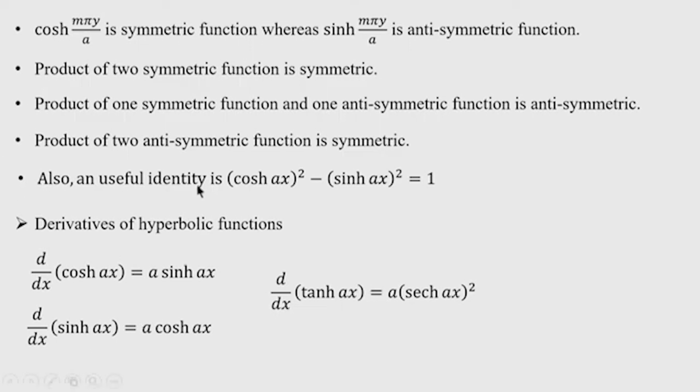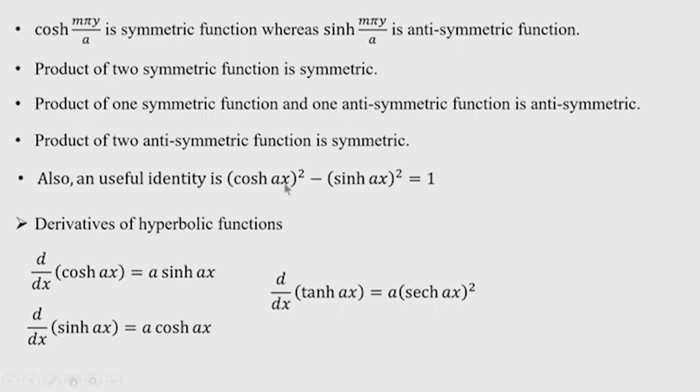Then a useful identity for simplifying the condition or solution is that cosh square(ax) minus sinh square(ax) is equal to 1. There is a difference that you can note from trigonometric functions: if theta is the angle, cos square theta plus sin square theta is equal to 1, but here cosh square(ax) minus sinh square(ax) is equal to 1.